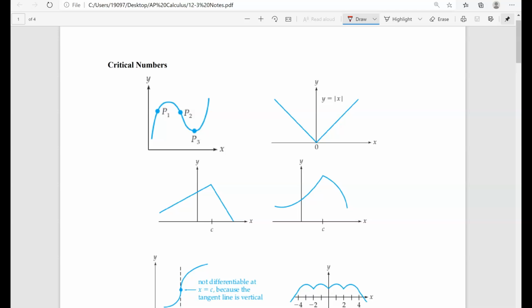Okay, so this is going to be the section on critical numbers. You can access these notes on Canvas on the 12.3 notes. Before we start talking about critical numbers, let's first start talking about differentiability.